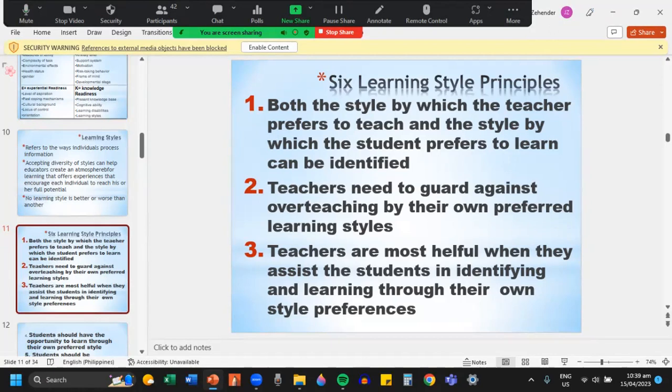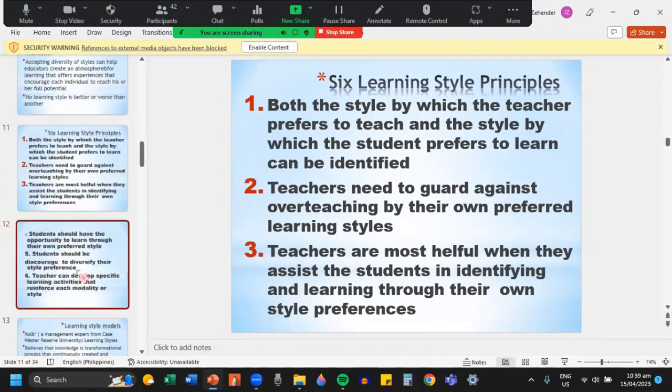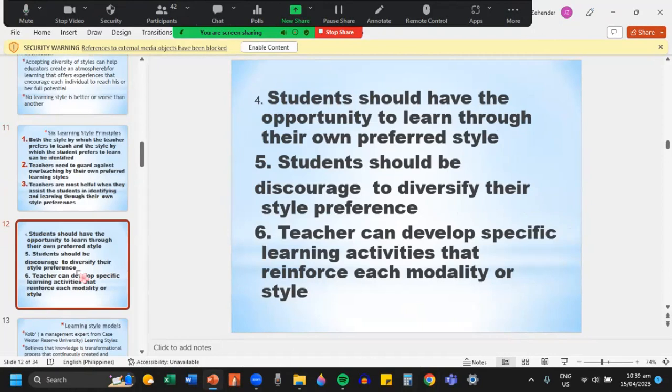Okay, so next, students should have the opportunity to learn through their own preferred style. And fifth, students should be discouraged to diversify their style preference. Okay, so if ever the student would wish to explore or change his or her style preference, it's basically the student's decision kung mag-try siya ng other methods. Okay, so 6, the teacher can develop specific learning activities that reinforce each modality or style.